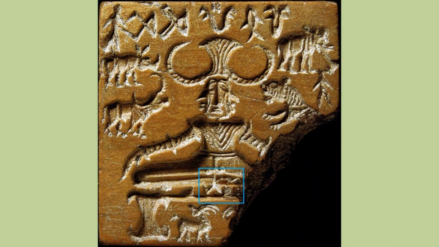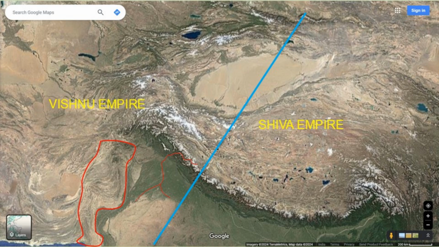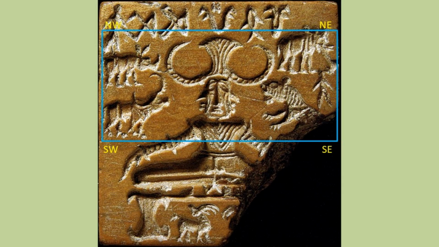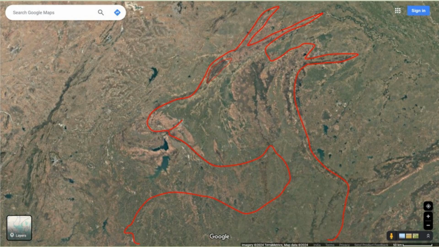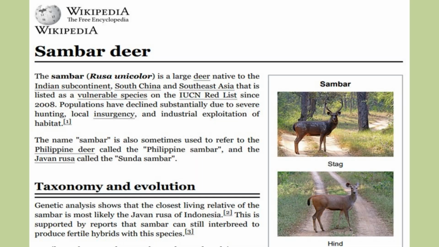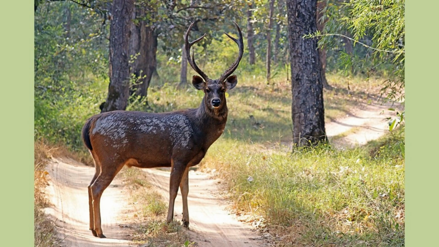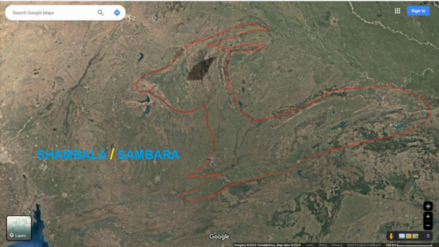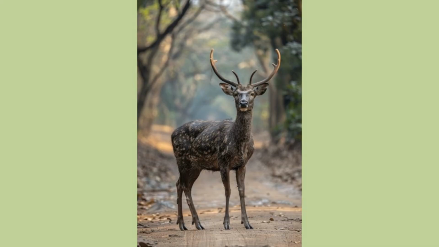The inverted Y present at the center of the throne corresponds to the Beas and Sutlej rivers. This could be the image of a snake present at the eastern part of India. The southern boundary is marked by a deer which is standing under the throne. This is an image of a variety of deer called Sambar or Sambara, which could be called Shambhala during those days. You can see more images of the Sambar deer in this area as shown in this slide.